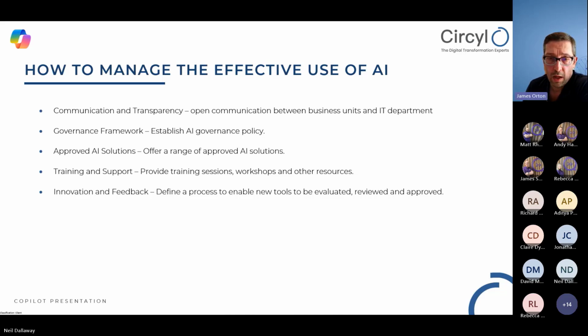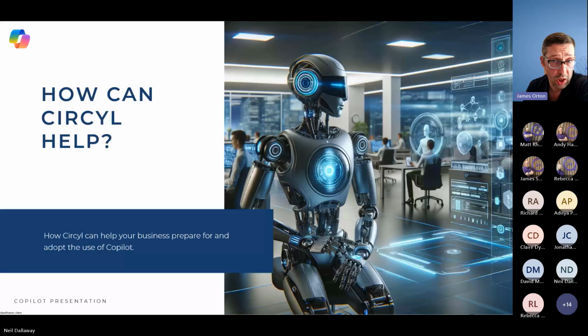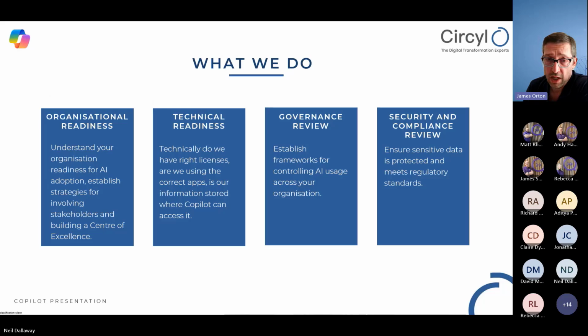Okay. So the next slide is how can Circyl help you with the things we've identified today, the readiness and the adoption of Copilot. As we spoke about before, we defined it as organizational readiness. So as an organization, what do we need to do? Each organization will be different, but looking at what's the right approach for AI adoption strategies for your organization, involving the right people, the stakeholders, the center of excellence and the champions, and the people we need to support it at an organizational level for it to be successful.